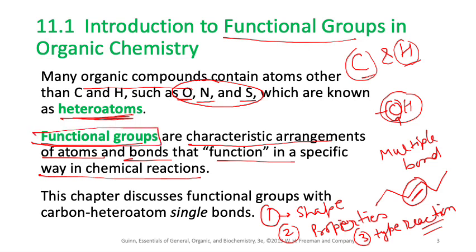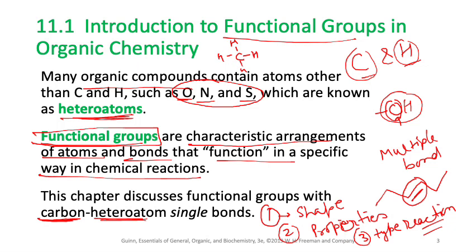So we're gonna talk about multiple functional groups in this chapter, and those functional groups always have a carbon single bond with a heteroatom. For example, let's take an example. If you have carbon, how many bonds can carbon make? 4. 1, 2, 3, 4. So this is your methane.